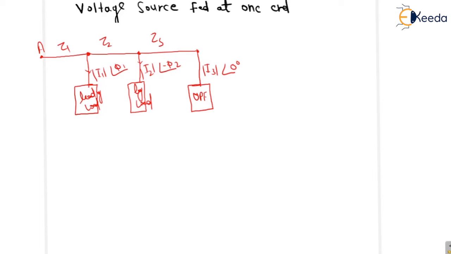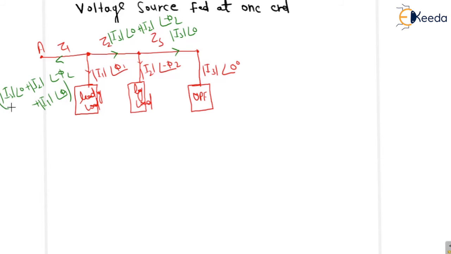When we write with the angle, in this branch the current I3 at the angle of 0 will flow, and in this branch the current I3 at the angle of 0 plus magnitude of I2 at the angle of minus phi 2 will flow, and in this branch I3 at the angle of 0 plus I2 at the angle of minus phi 2 plus I1 at the angle of phi 1 will flow. This amount of current will flow.